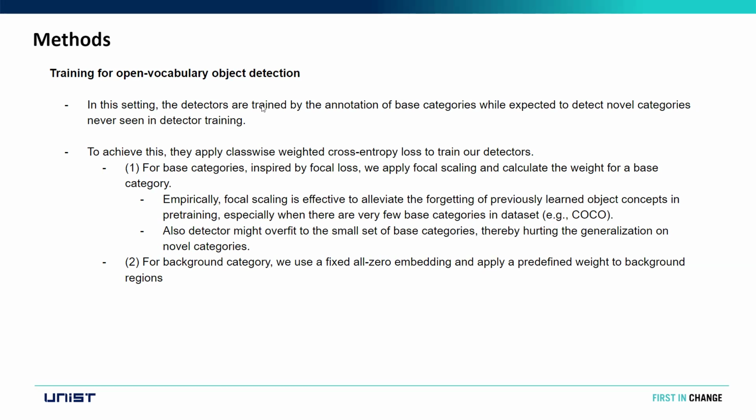Yeah, so they train the visual encoder on the annotation of base categories, and then they expect to detect the novel unseen categories on the data set.